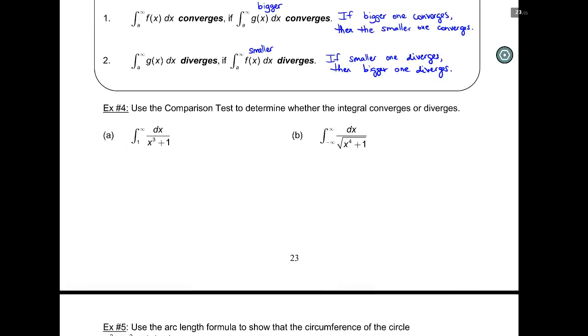Okay, so here's what we want to do. This one we have x cubed plus 1 in the denominator. So I'm going to compare this one to 1 over x cubed. Okay, and we want to look at this on the interval from 1 to infinity. Now, 1 over x cubed converges. We know this. Let me just show you on the side.